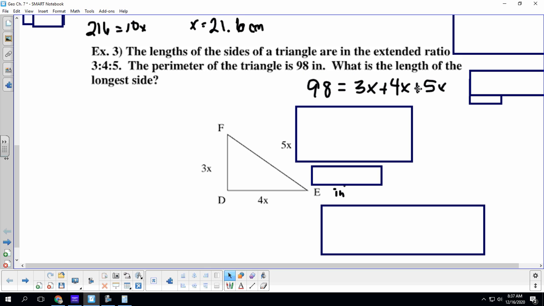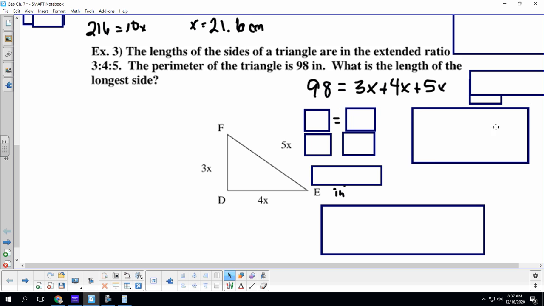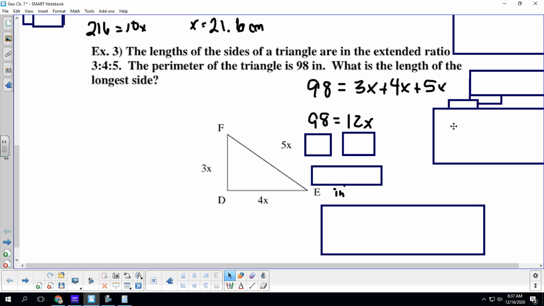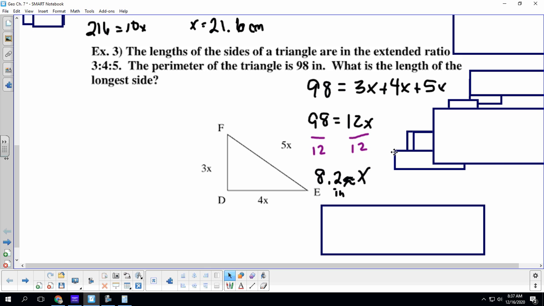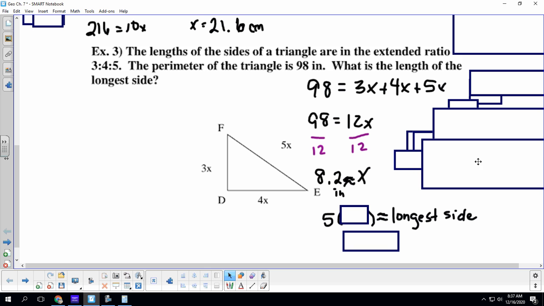So now we're going to add together our x's. So 3 plus 4 is 7, 7 plus 5 is 12. 12x is equal to 98. We divide both sides by 12, and we get x is approximately 8.2. It doesn't want us to find x, it actually wants the longest side. So we take that 8.2 and we multiply it by 5. 8.2 times 5 is 41, and that's the answer.